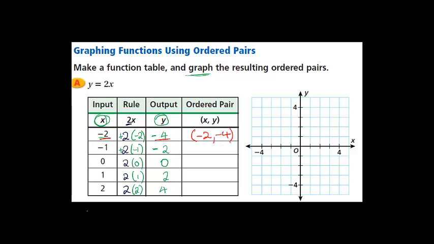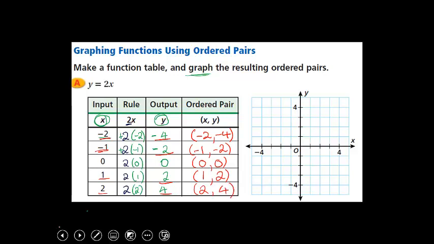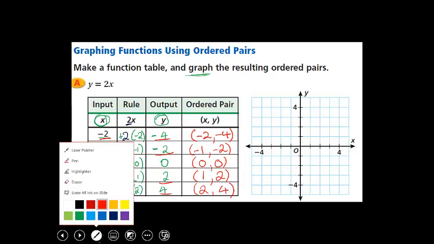My second ordered pair, x is minus 1 and y is minus 2. My third one, x is 0, y is 0. My fourth one, x is 1 and y is 2. Fifth one, x is 2 and y is 4. And now I've got 5 ordered pairs.